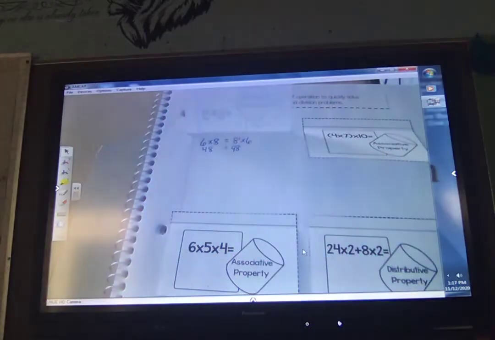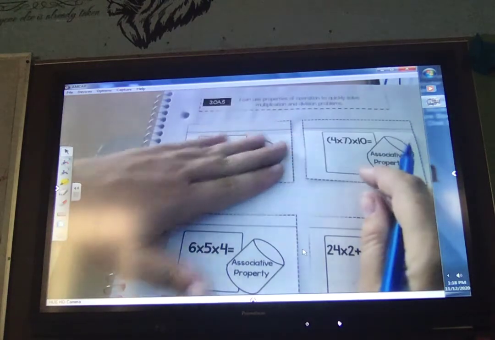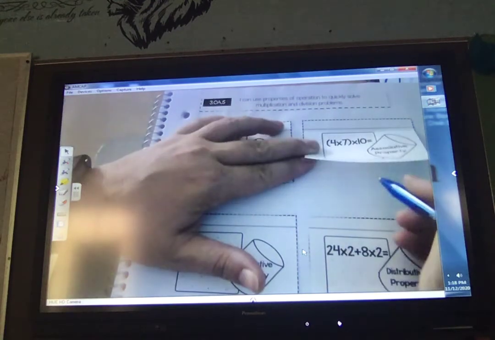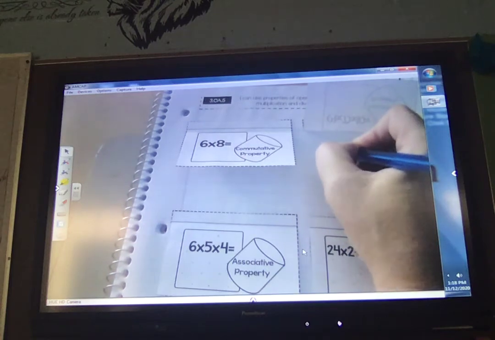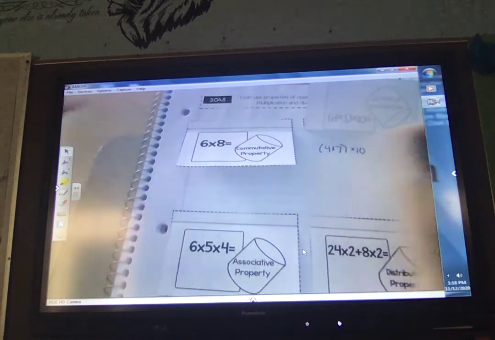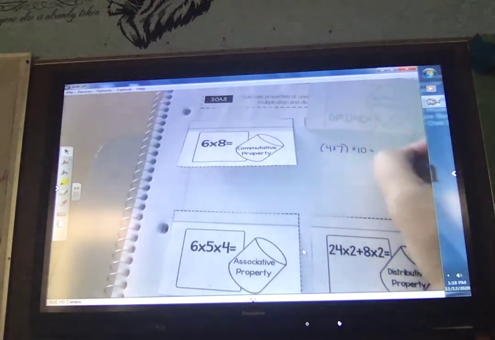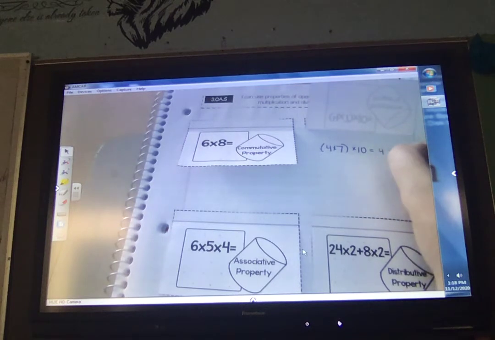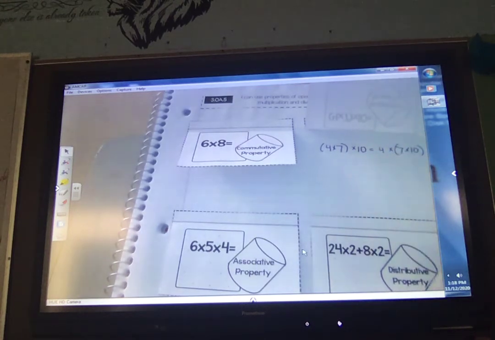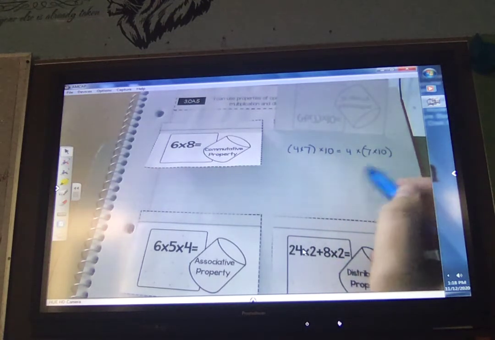All right, let's look at the associative property. The associative property says we're going to keep our order, but we're going to change our groups. So under here, we see that they have first grouped 4 times 7 together, and then they want to multiply that by 10. We're going to change that. Instead of putting 4 and 7 together, we're going to put 7 and 10 together. We're just changing our groups on this one. So let's work out both sides.